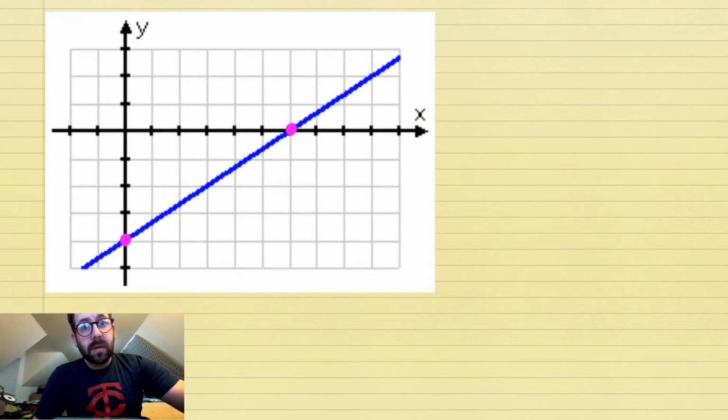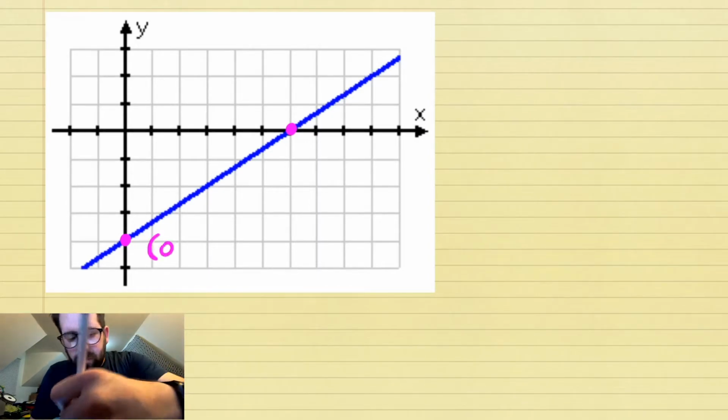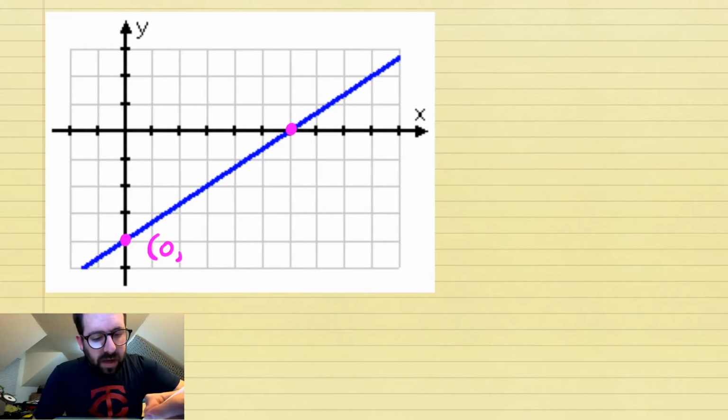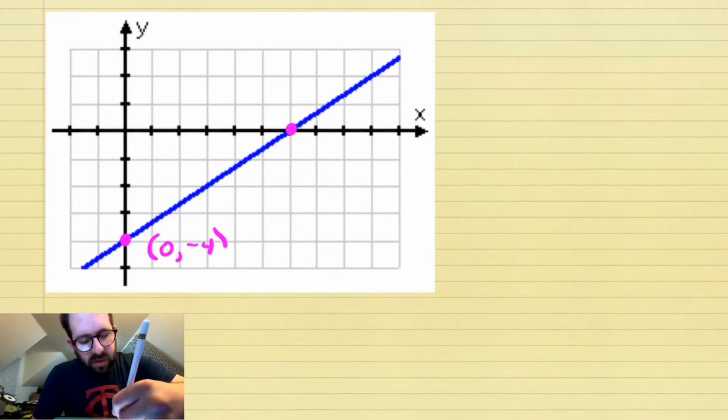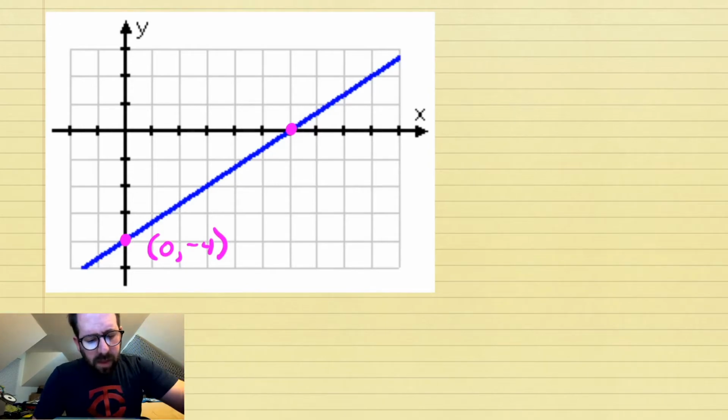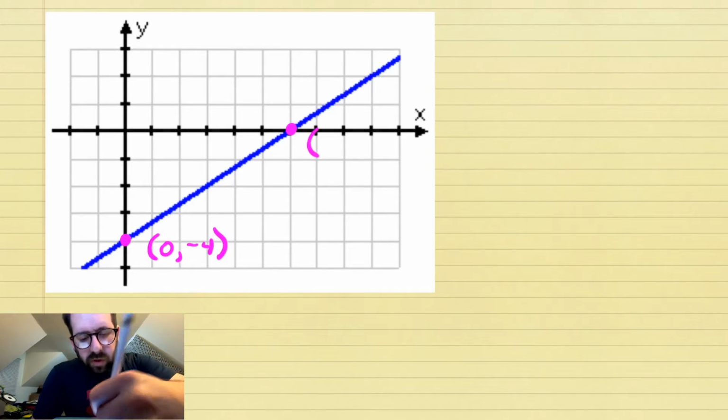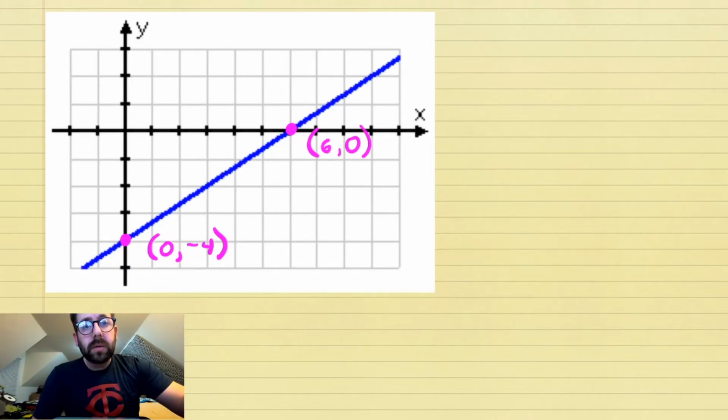Let's write the coordinates first, and then we get to the slope formula. So this coordinate down here was right and left 0, but it was down 1, 2, 3, 4, so it's -4. Okay, and the other dot was to the right 1, 2, 3, 4, 5, 6, and then up and down 0. So there's my 2 coordinates.